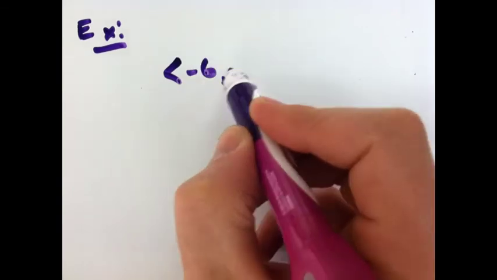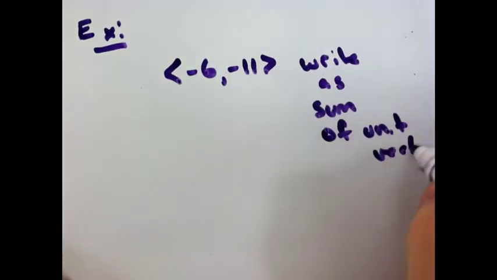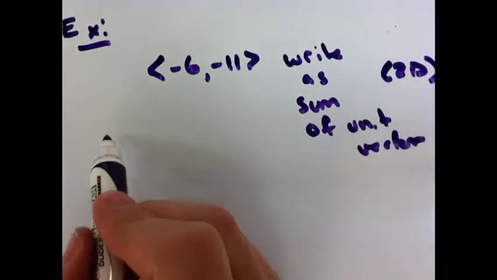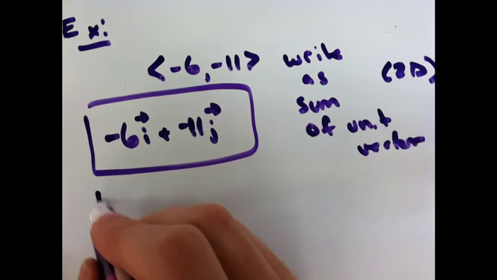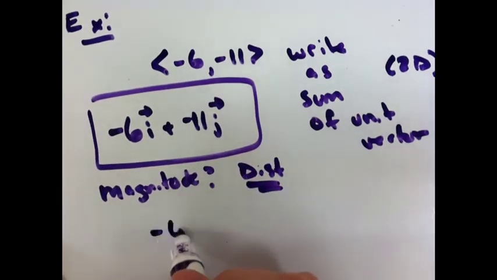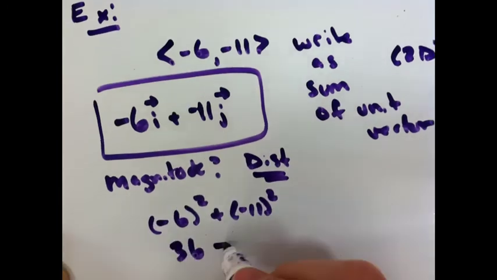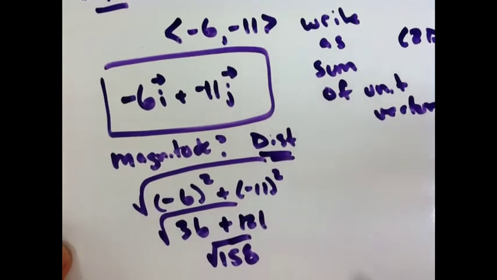So if I gave you a vector, and this is the last example on the sheet, of ⟨-6, -11⟩ and said write it as the sum of the unit vectors, well, that's in 2 dimensions, so that's got to have an i and a j. It's -6 horizontally and -11 vertically, so there's your vector as the sum of the unit vectors. If you wanted to find the distance, you're just finding the distance, so you'd have to use the Pythagorean theorem, 6 squared plus 11 squared. There you go.